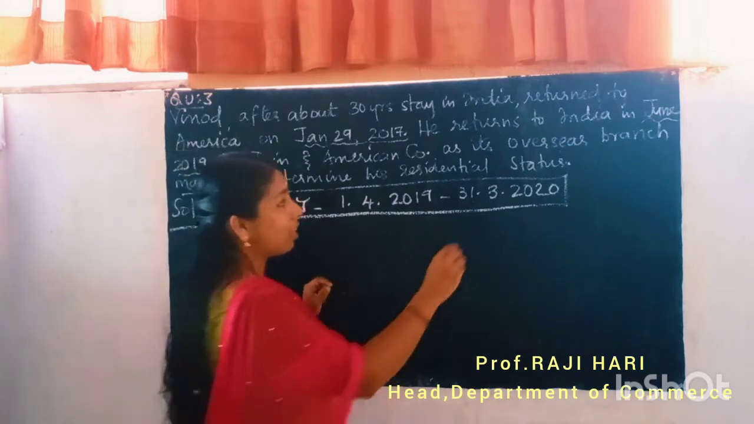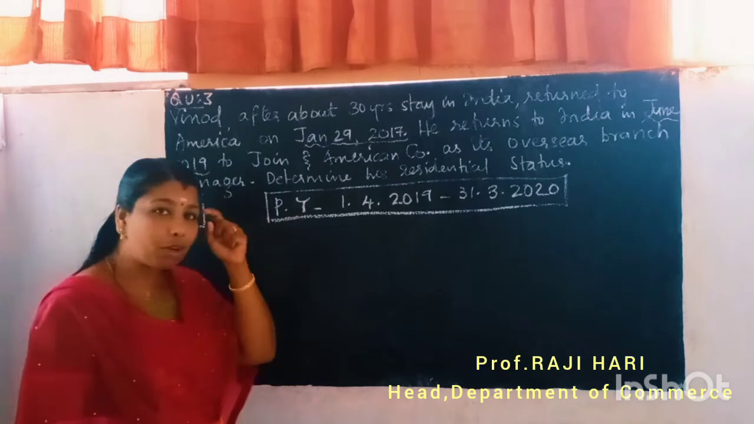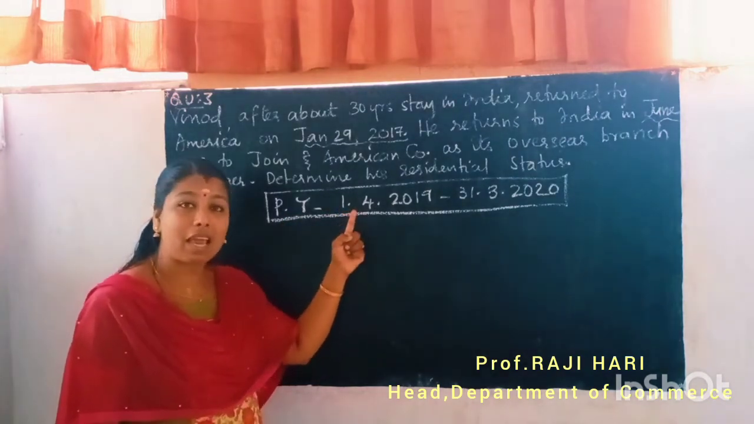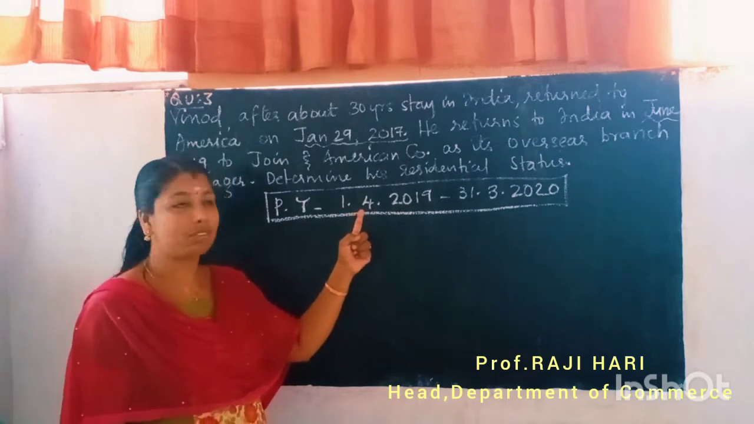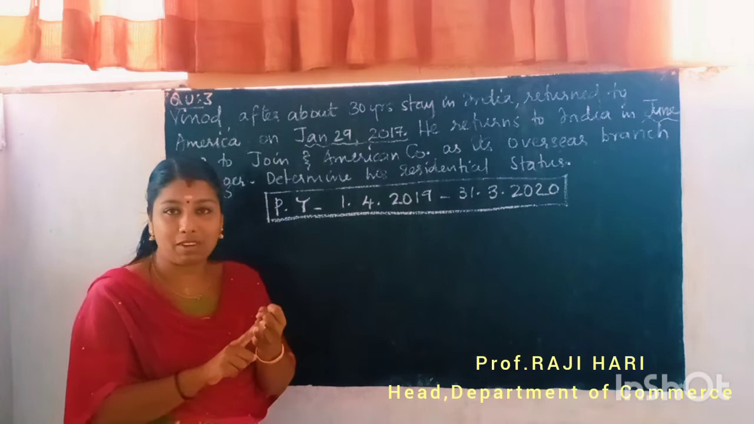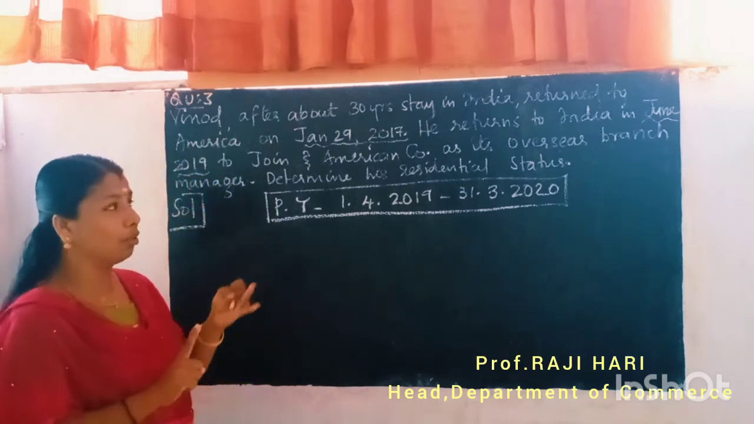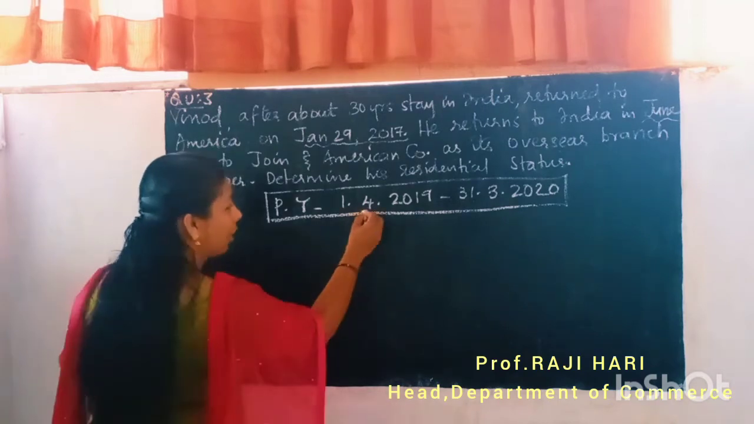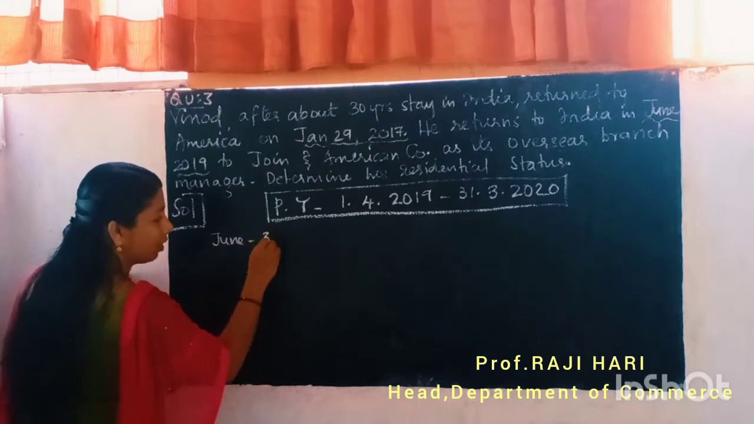The second is he returned to India in June 2019. So you have to check. Our previous year starts in April. Whether he is in India at that time? No. Then April he was not here. May? No. Then June. June he returned. So during the previous year he was in India from June, 30 days.